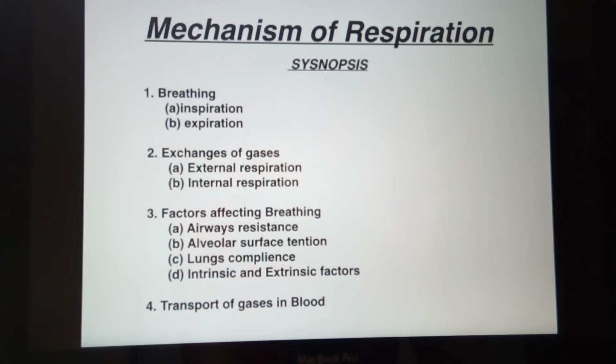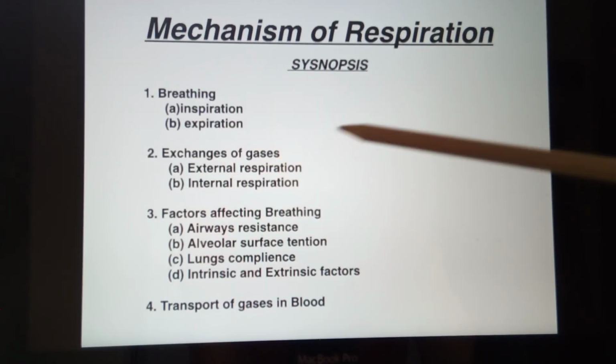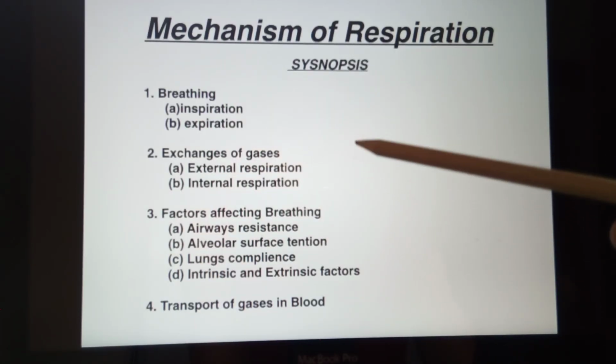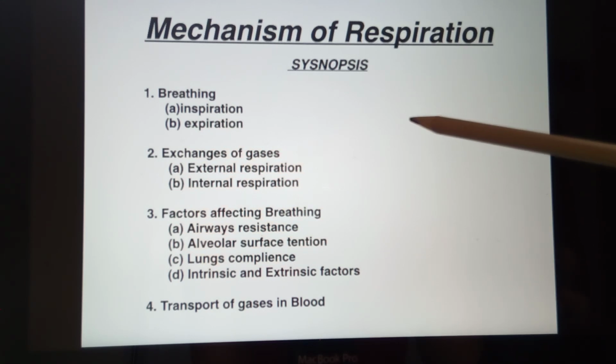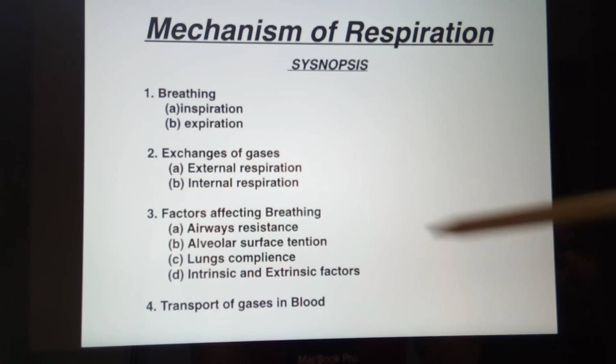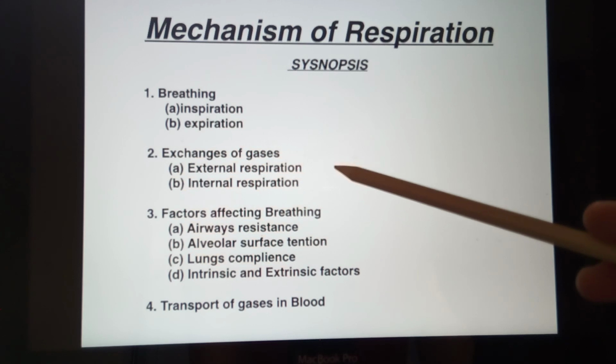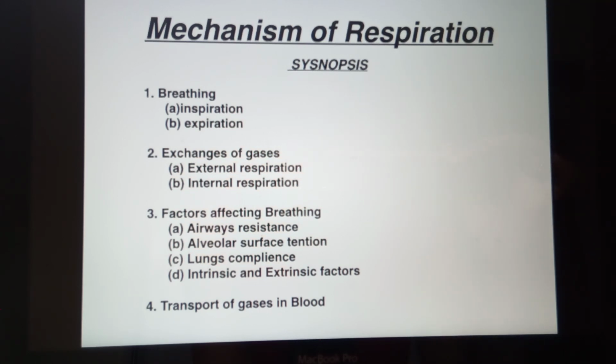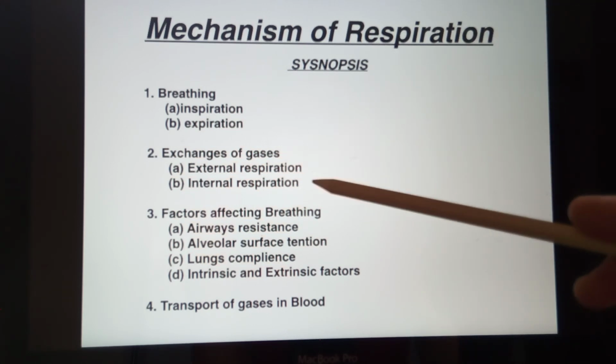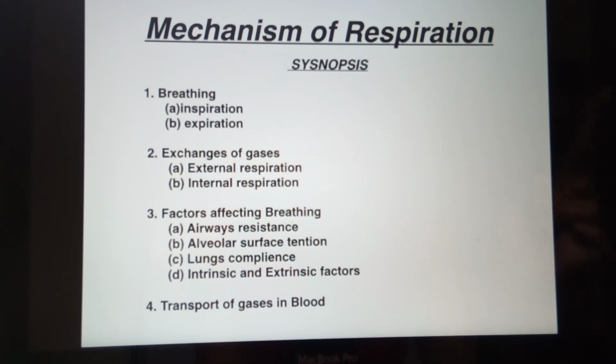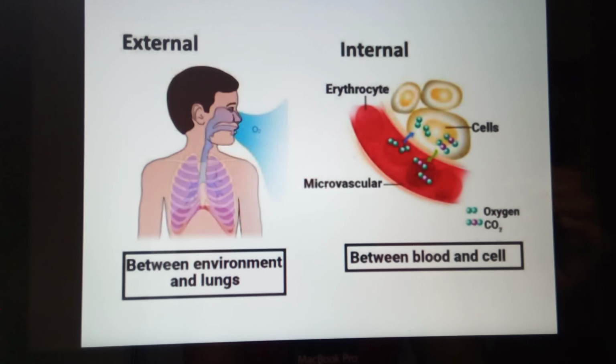Okay, so we move to the next topic, that is exchange of the gases. Exchange of the gases means from the atmosphere to the lungs, that is called external respiration, and from the alveoli to the blood capillaries, that is called internal respiration. There are two types of exchange of gases present in the body. So basically this is external respiration and this is internal respiration.